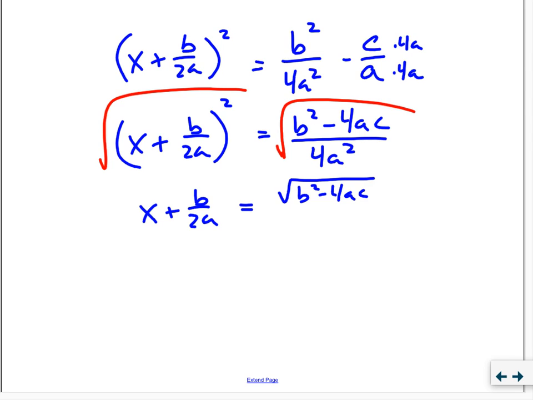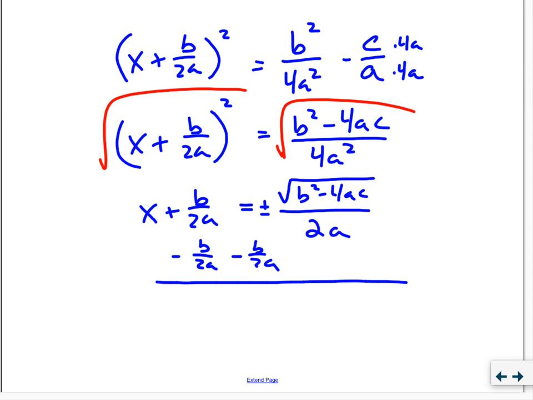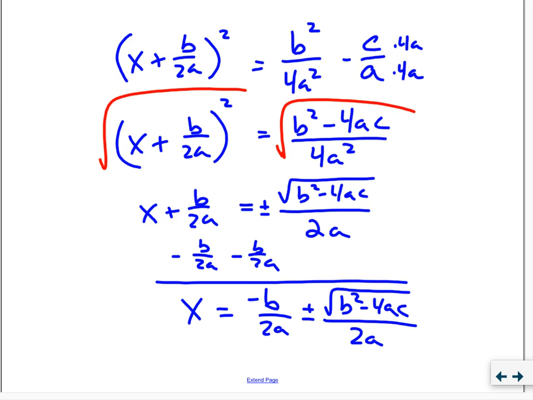But wait, on the bottom, the square root of 4 is 2. The square root of a squared is a. Put my plus or minus in because I took a square root. And then let's just move that b over 2a to the other side. And look what we get. x equals negative b over 2a plus or minus the square root of b squared minus 4ac, and that's over 2a too.